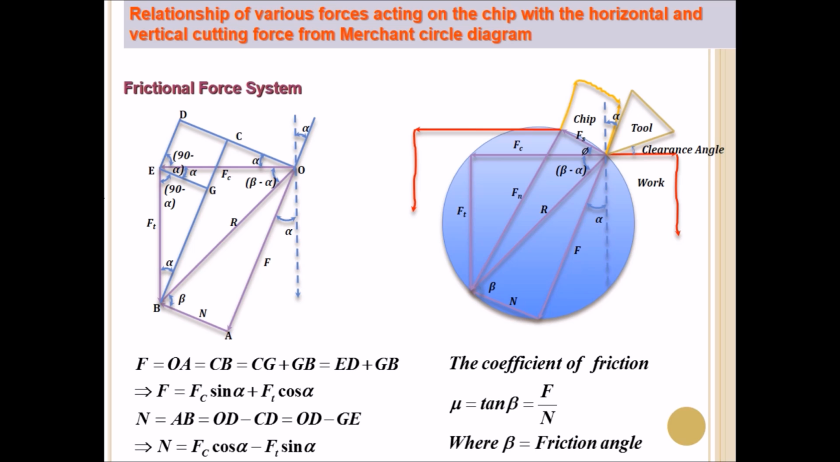So while considering the triangle ODE, we can find out the formula for ED in terms of Fc, and GB can be written as Ft cos alpha considering the triangle GBE, and hence we have developed a new result for F, which can be written in terms of Fc and Ft. Similarly, N is also written in terms of Fc and Ft, and that can be calculated from the figure.